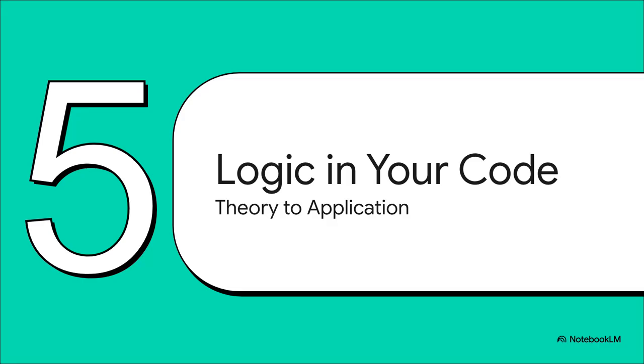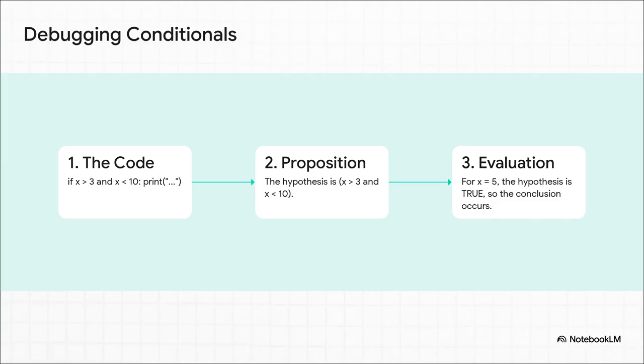Okay, I know this has been a little abstract, so let's bring it back down to earth. Where does this stuff actually show up when you're writing code? Well, every single if statement you've ever written is a conditional proposition. In this little piece of code, the hypothesis is x is greater than 3 and x is less than 10. The conclusion is print the statement. So when we test it with a value like x equals 5, the hypothesis is true, so the action has to follow. It's the most basic building block we have for controlling how a program flows.